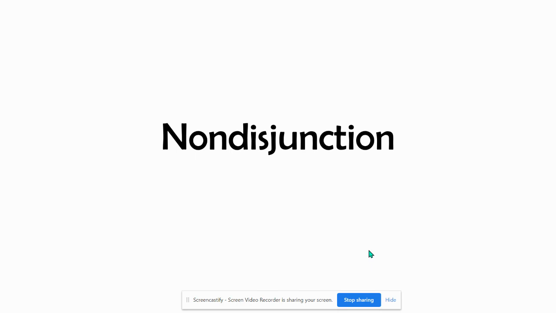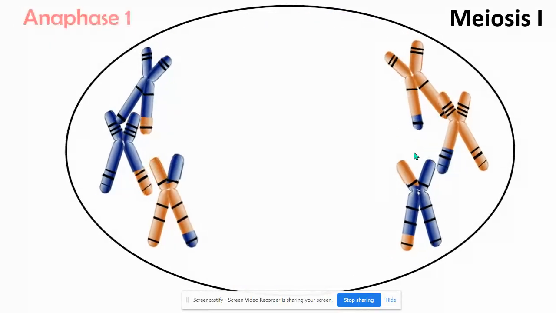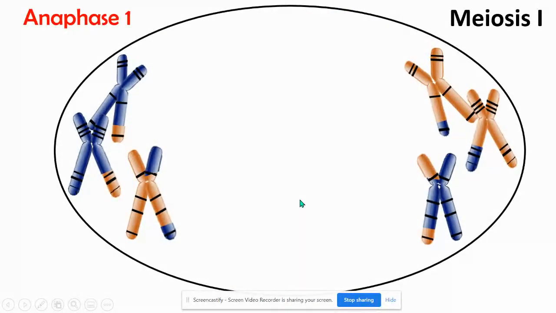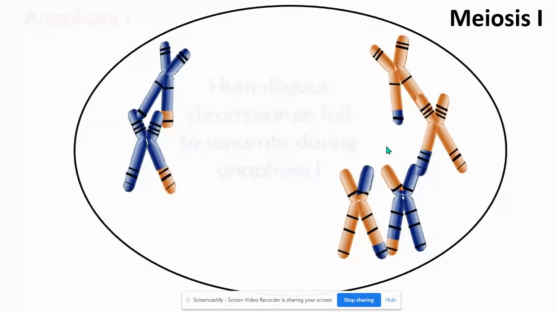Okay, so this video is about non-disjunction. When we look at meiosis one, in metaphase one, we have homologous pairs line up along the metaphase plate, and then as we go into anaphase, those homologous pairs separate. But sometimes the homologous pairs may fail to separate.